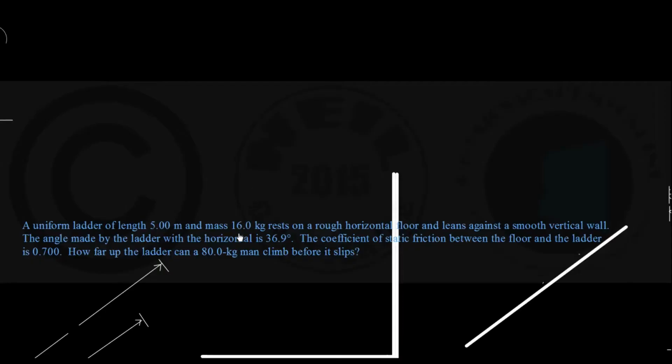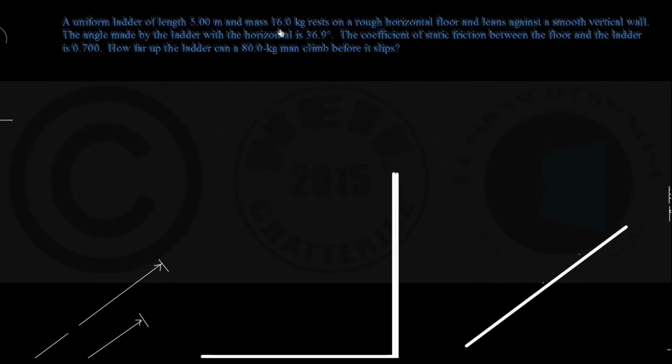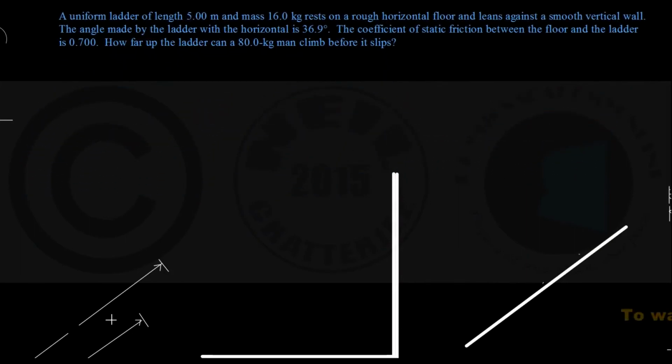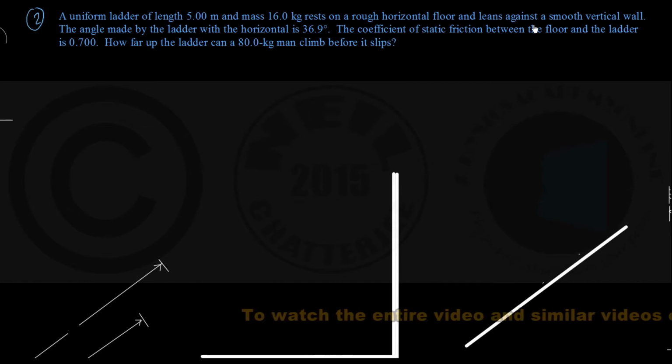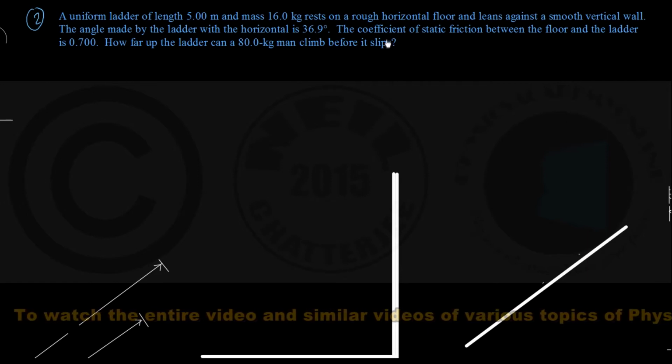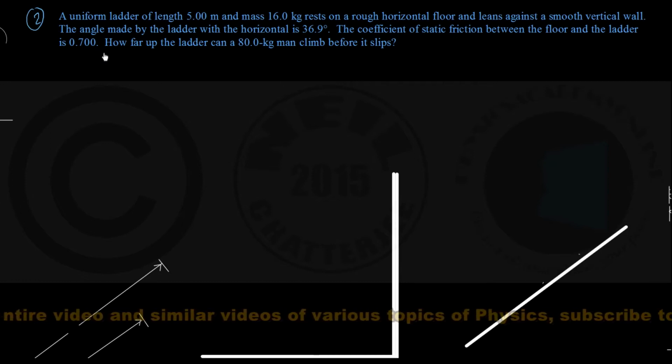Now let us introduce our next problem, which will be a typical problem on ladder. So this is problem number 2 for us, and it says a uniform ladder of length 5 meters and mass 16 kg rests on a rough horizontal floor and leans against a smooth vertical wall. The angle made by the ladder with the horizontal is 36.9 degree. The coefficient of static friction between the floor and the ladder is 0.700. How far up the ladder can an 80 kg man climb before it slips?